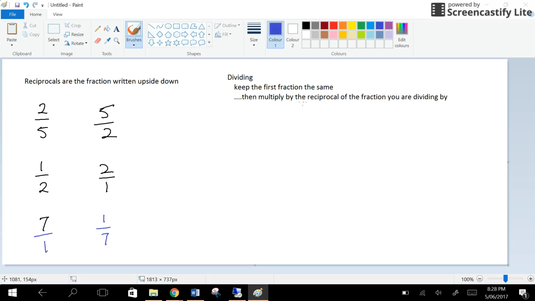What you do is you keep the fraction the same, and then you multiply by the reciprocal of the fraction you're dividing by. Say, for example, we have something like 2/5, and we're going to divide it by 3/7. Okay, what we do is we write down the first fraction and just leave it exactly the same as it is, 2/5. And instead of divide, we write times. And instead of 3/7, we write its reciprocal, which is 7/3. So 2/5 times its reciprocal, 7/3.